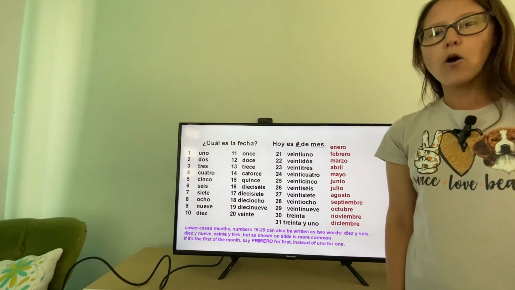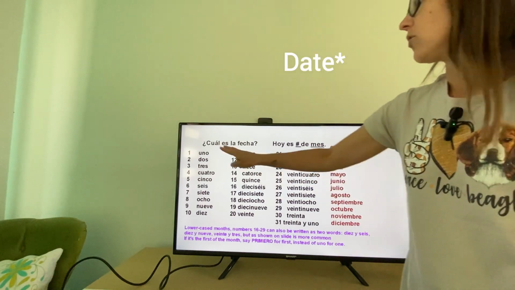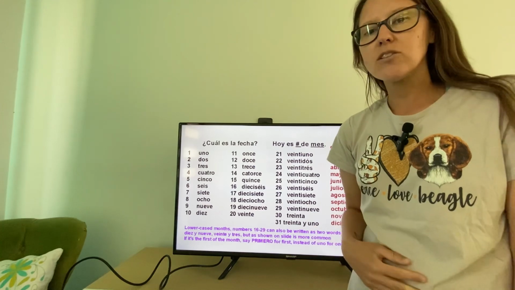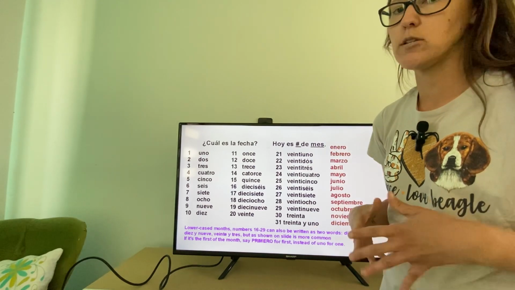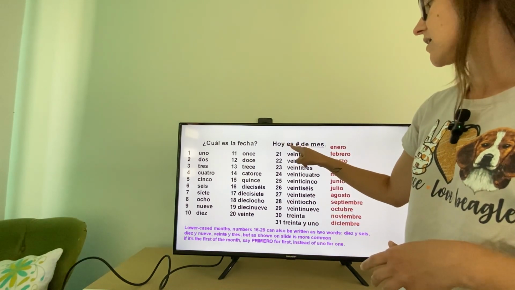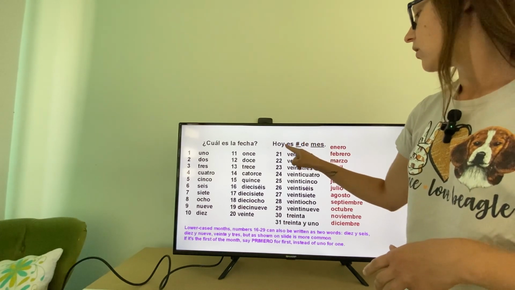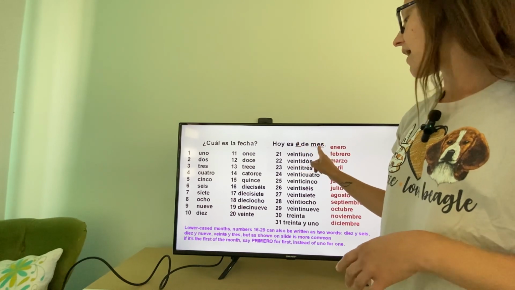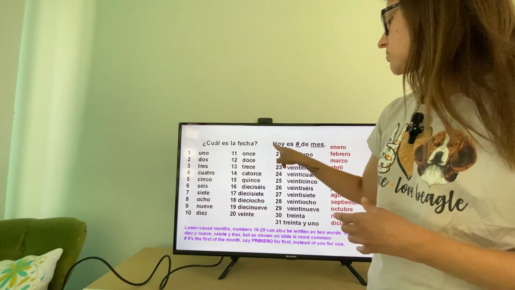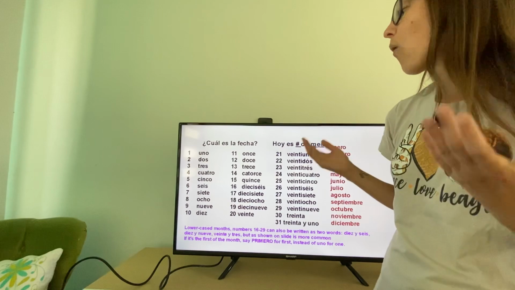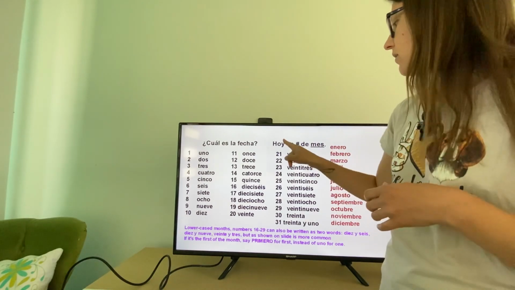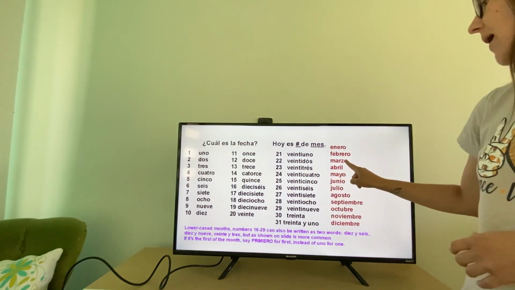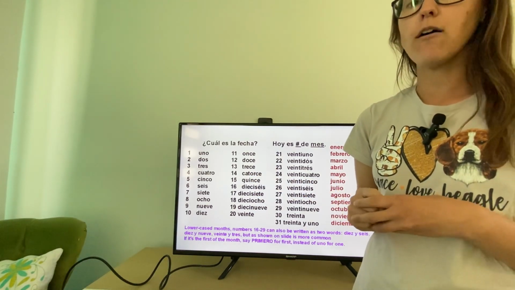Next, we're also always going to ask, what day is it? ¿Cuál es la fecha? Which is the date? And then to answer, you're going to word it a little backwards. In Spanish, to say, today is the 4th of June, or today is the 6th of January, the number is first, then the month. So, hoy es, today is. So, ¿cuál es la fecha? What is the date? Hoy es 14 de marzo. Today is the 14th of March.